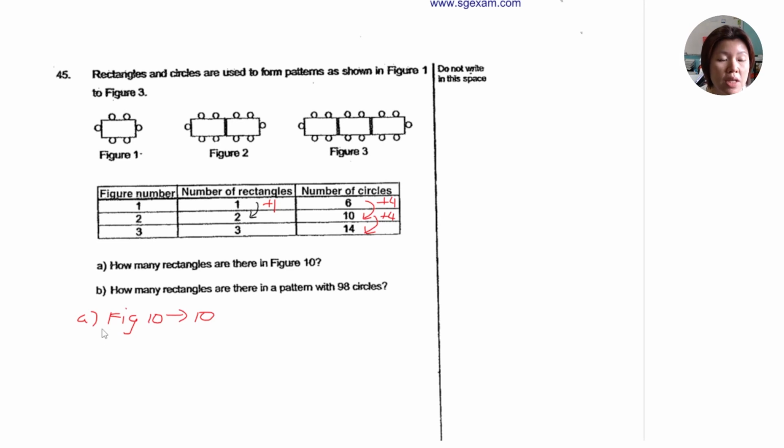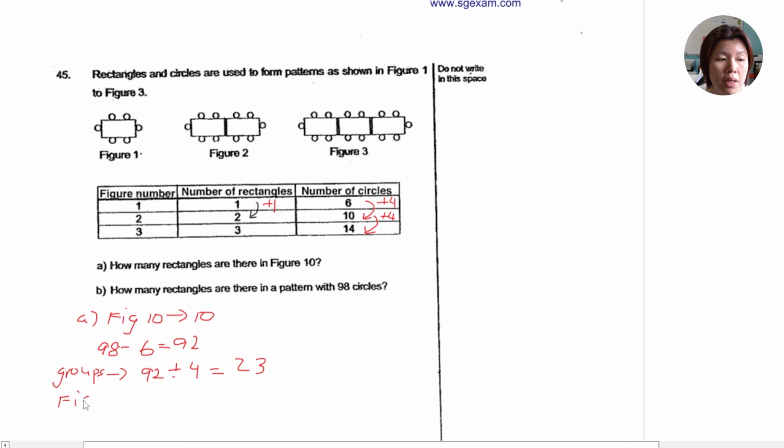That is for A. Okay, and B, how many rectangles are there in a pattern with 98 circles? So we know that my circles, every time I move is plus 4. So I will take my total circles minus my initial circles, which is 6. I will have 92. And each time I move is 4, so I'm going to find the groups. It will be 92 divided by 4. So it will give me 23. Okay, so I have 23 groups, which is my figure number. And please remember, I minus my first figure of 6. So my figure number, I need to plus back. So it will be 23 plus 1 equals 24.